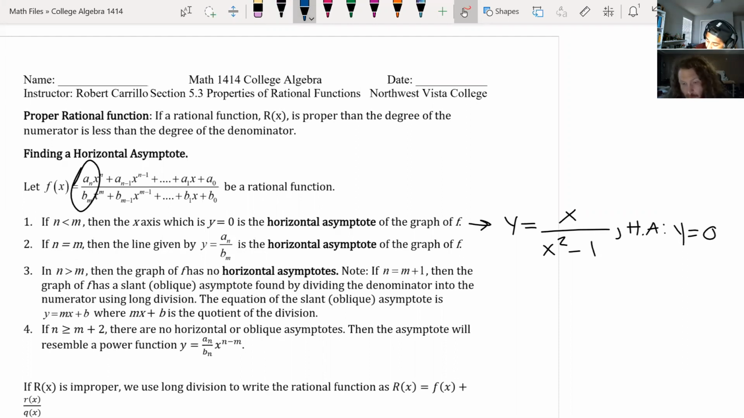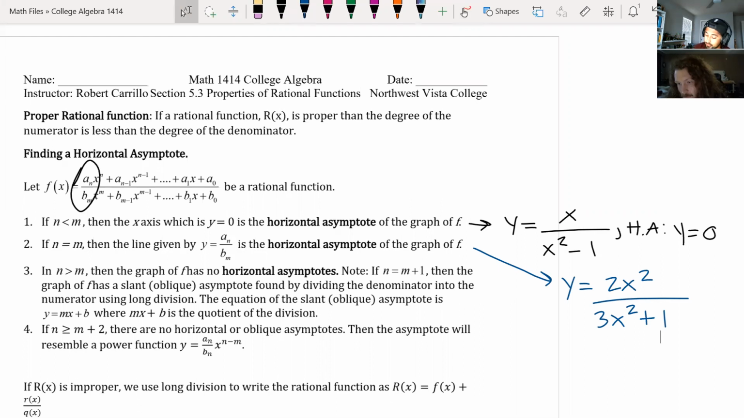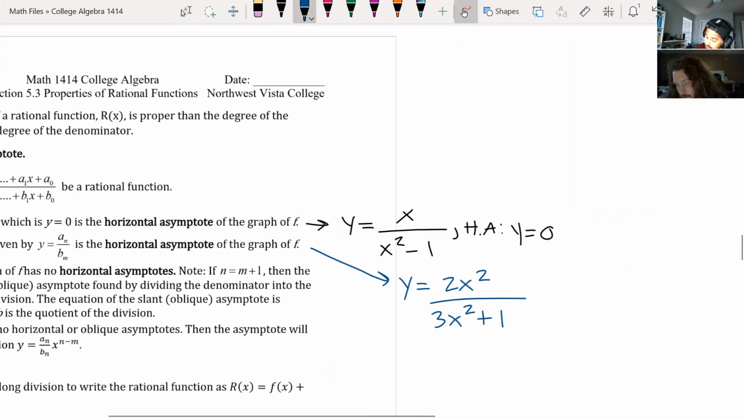So for an example for that one, let's say I had y equaled 2x squared over 3x squared plus 1. Here, my degree in the numerator is 2. My degree in the denominator is 2. The degrees are equal. Therefore, by rule number 2, what would my horizontal asymptote be?